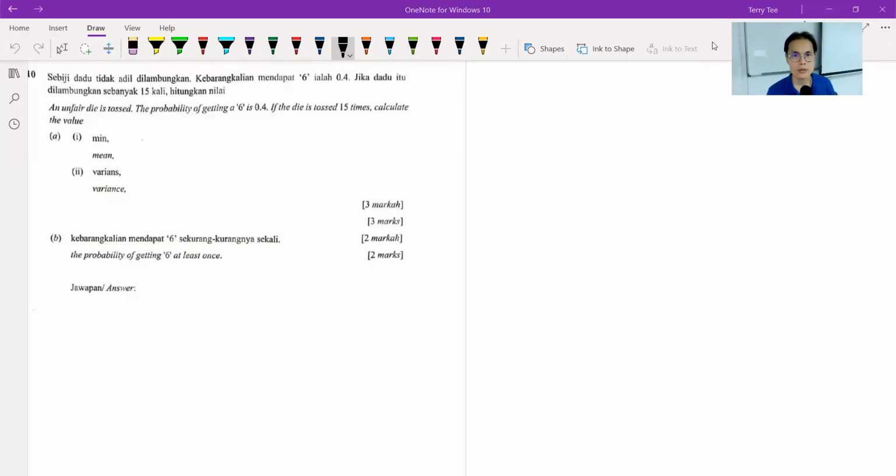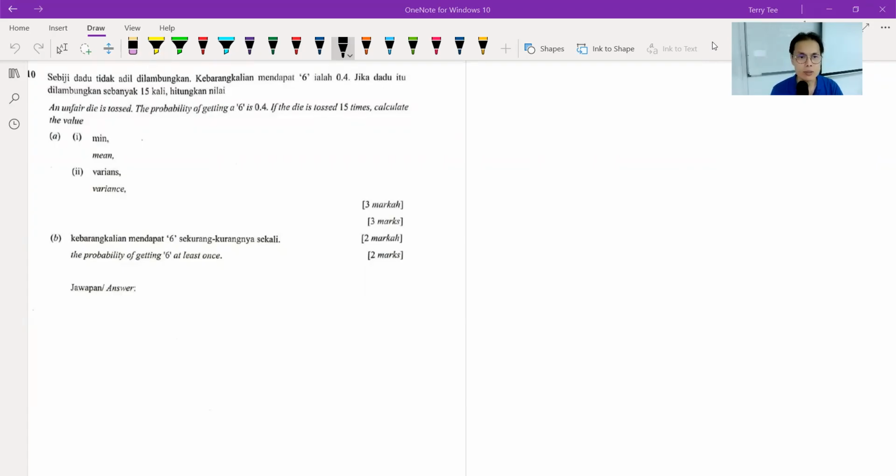Okay, question number 10. So here we have a question from probability distribution. So we have an unfair die. Normally we use the word biased. A biased die is tossed. The probability of getting a 6 is 0.4. If the die is tossed 15 times, calculate the mean.